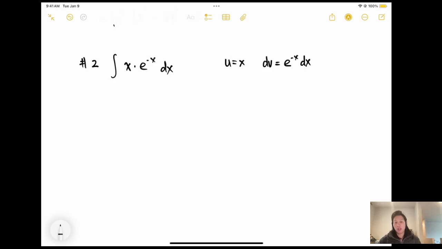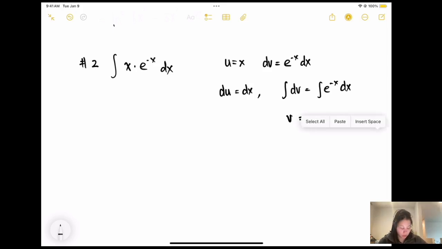Then we differentiate u, so du equals dx. And then we integrate dv so that we can get a single v. We integrate both sides, e to the negative x dx. All right, so our v is equal to negative e to the negative x. So that's it.